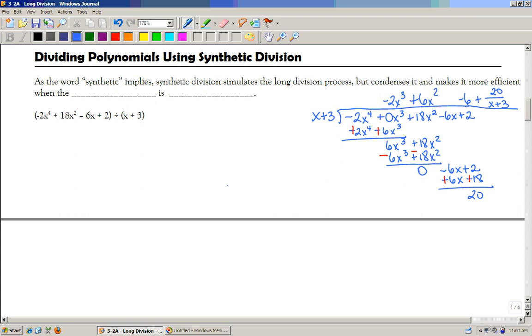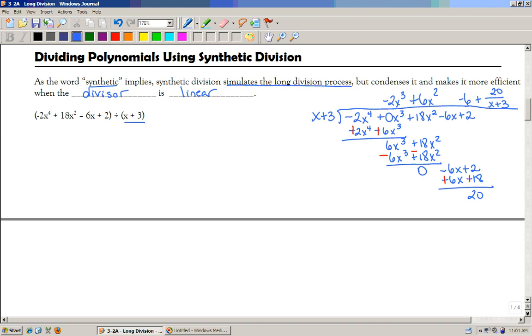Okay, now we're going to take our information about long division and translate it into what synthetic division is. The word synthetic actually implies that we're going to simulate the long division process, but make it more efficient when the divisor is linear. So for example, this divisor is x plus 3. That is a linear equation.